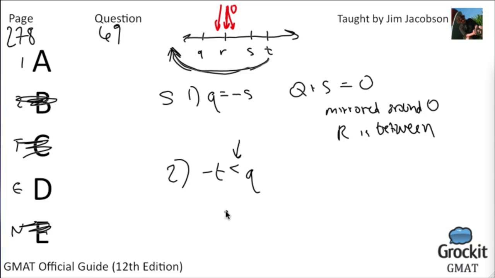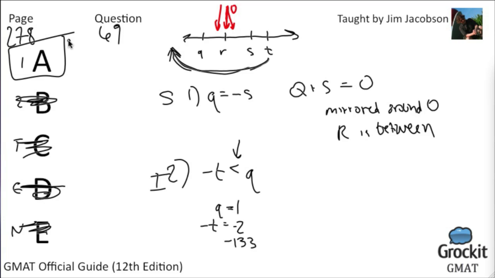So, if Q is 1, then negative T has to be less than that, but that's not saying much, which means that negative T could be negative 2 or negative 133. And it skews the relationships between everything. So statement 2, not sufficient. It's not D. It's definitely answer choice A.